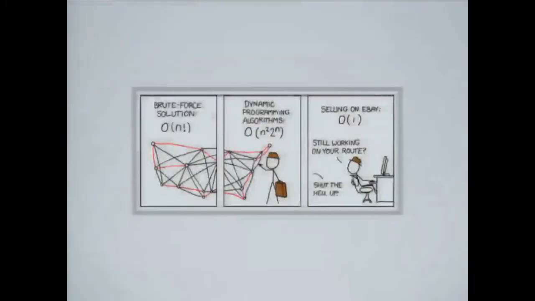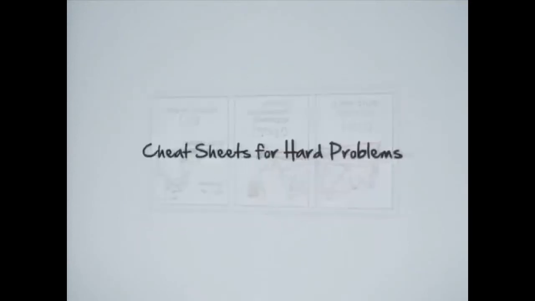Anyone recognize this comic? Anyone follow XKCD? Okay, great. So this comic is really just showing a poor traveling salesman trying to figure out his route, and his friend working around the problem by selling off eBay so that he doesn't have to travel at all. Yeah, so that's certainly a perfectly legitimate way to solve hard problems by avoiding them completely so that you don't have to solve them. But we'll see a couple of other methods as well during the course of this talk.